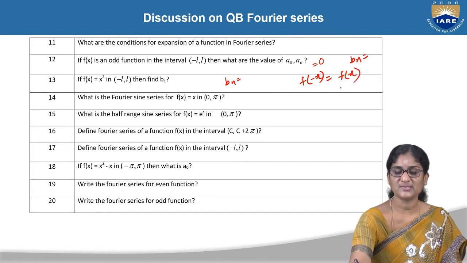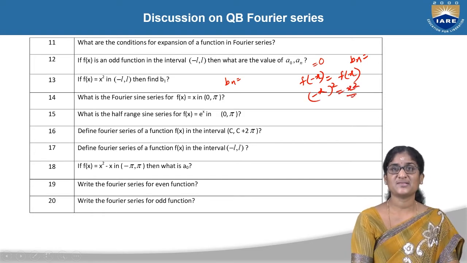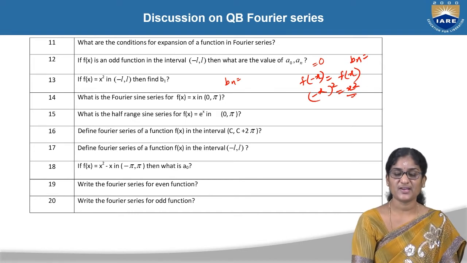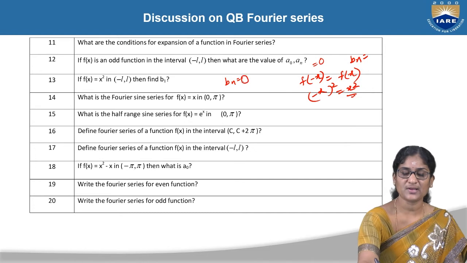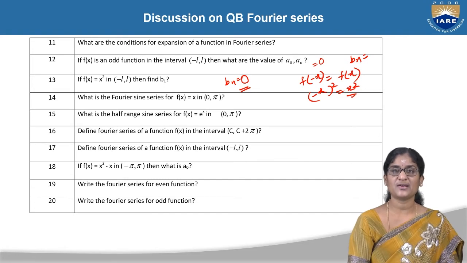F of minus x is nothing but minus x whole square, which is nothing but x square. Therefore f of minus x is equal to f of x. Therefore it is an even function. For an even function, bn becomes 0, so directly you can write that bn is equal to 0 here without solving. Sometimes we can even solve it and also show that bn is equal to 0.